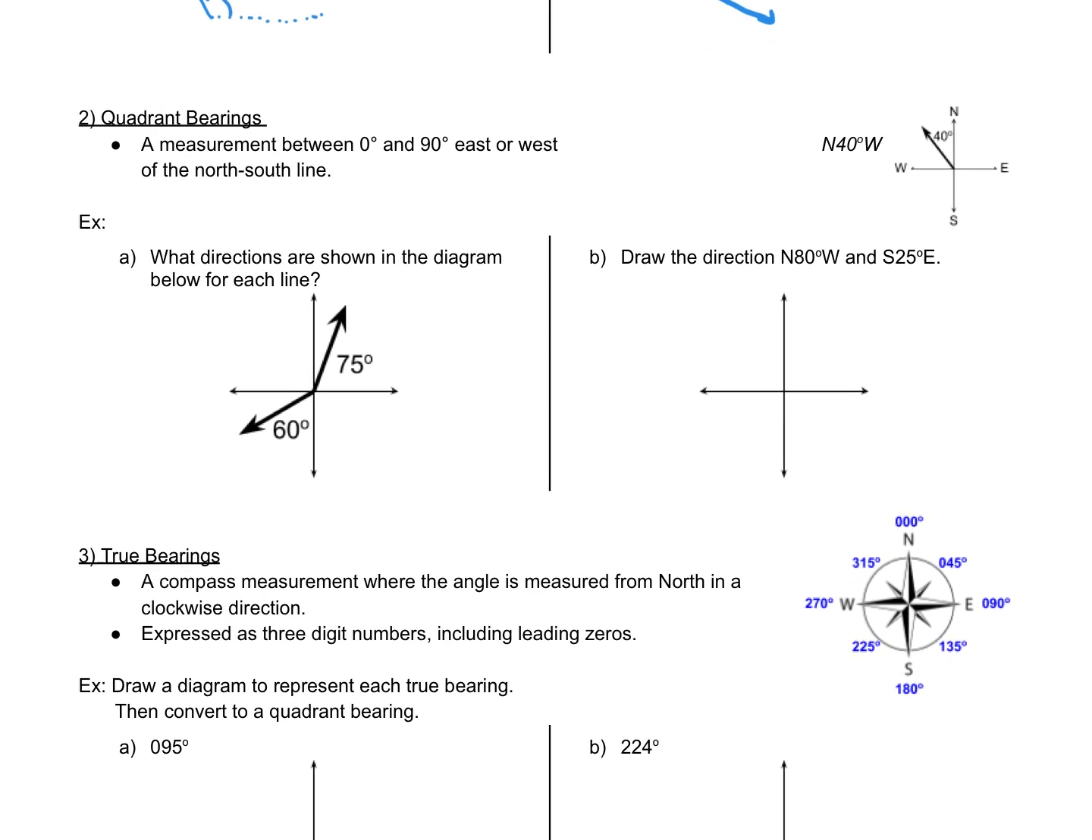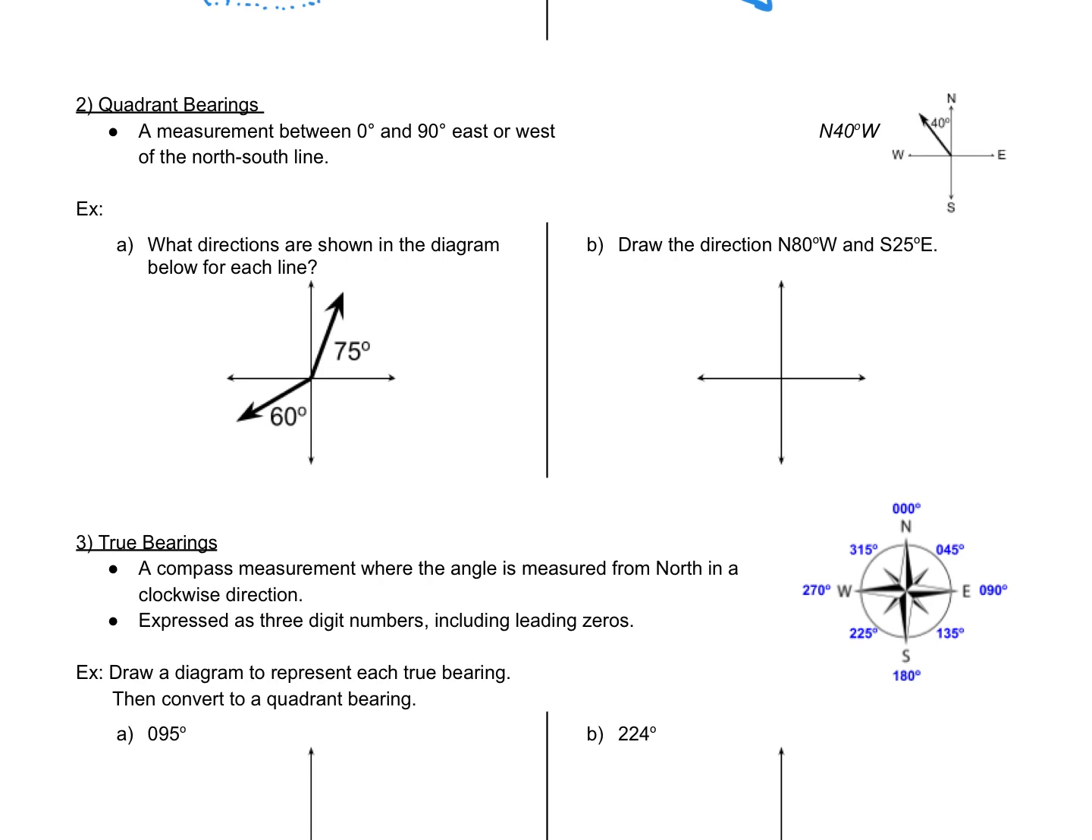The next notation is quadrant bearings. Here you are using your typical compass, so north, east, south, and west. We start our quadrant bearing using the north or south line and then talk about how many degrees towards the east or west we are. So in this example here, we're starting towards the north and we're going 40 degrees in the west direction. So this is north 40 degrees west.